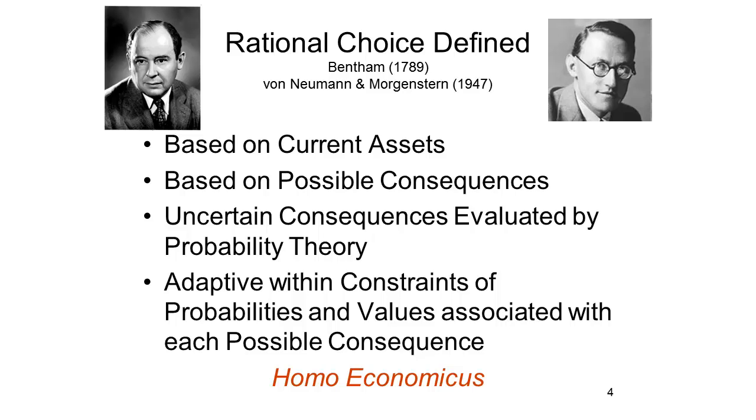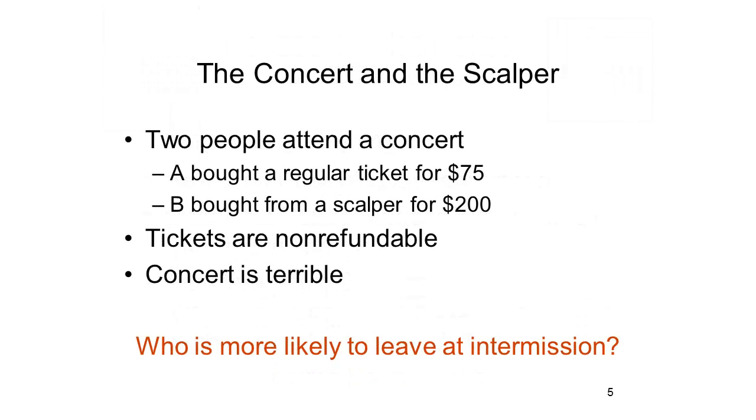Rational choice theory has its origins in the work of Jeremy Bentham, an 18th century philosopher, and was formalized by Johann von Neumann and Oscar Morgenstern in the middle of the 20th century. It is such an intrinsic part of classical economic theory that this view of rational decision-making is sometimes labeled Homo economicus, economic man. Rational choice theory is a very powerful and persuasive prescription for how people ought to make decisions. But, as you might expect by now, people don't really work that way.